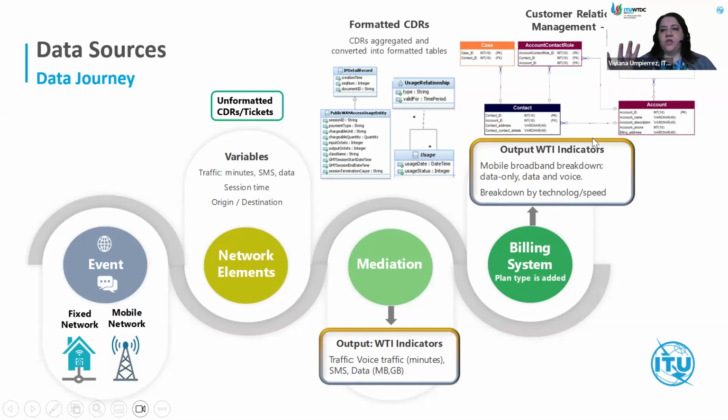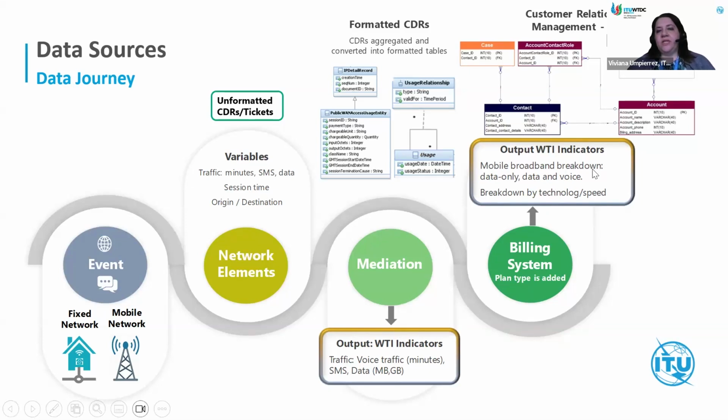In this case, we have two different kinds of indicators. The indicators in the WTI questionnaire that are related to traffic in terms of voice, SMS, or data always have to be obtained from the network data. Why is that? Because in the CRM, there can be discounts. For example, the first giga is free. So if you take the information from there, you will not be counting the gigas that were free. So the information in terms of traffic always has to come from the network data. This is the first output that we have to keep in mind.